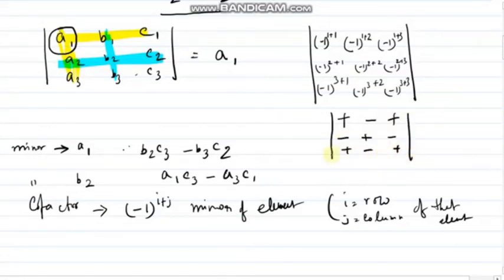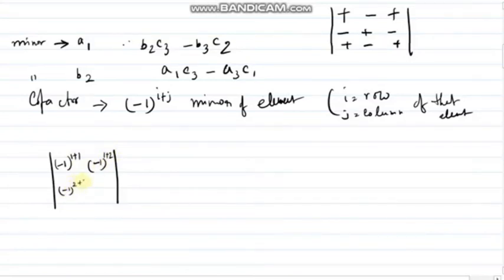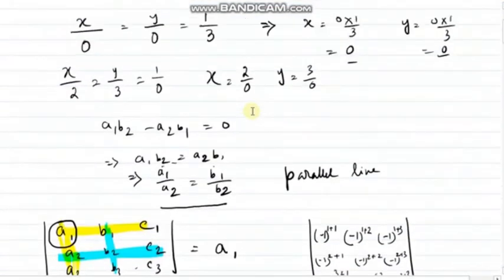But don't keep in mind that it will always be like this. Suppose it's a 2 by 2 determinant: the first one will be minus 1 whole to the power 1 plus 1, the second minus 1 to the power 1 plus 2, the third minus 1 to the power 2 plus 1, and the fourth minus 1 to the power 2 plus 2. Just check the signs here: plus, minus, minus, plus. So please check the pattern before proceeding for any 3 by 3, 2 by 2, 4 by 4 or higher determinants. Now, do you agree that a determinant will always be a square one?